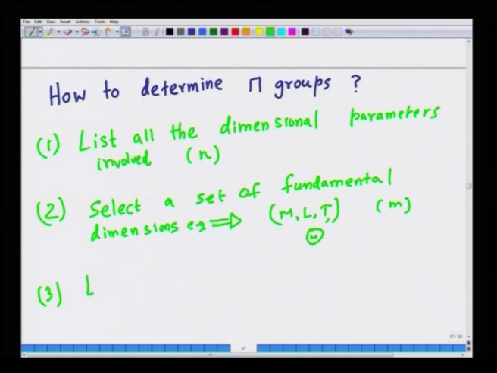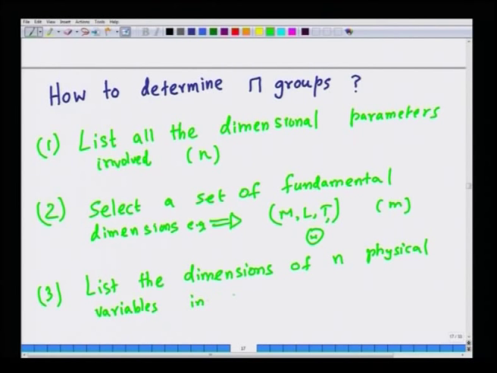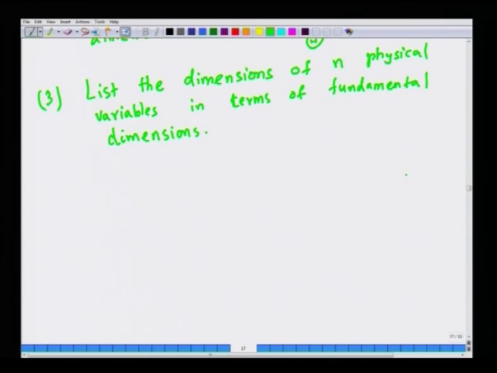Now, the third step is to list the dimensions of the n physical variables in terms of fundamental dimensions. Okay. So, we have to write what is the dimension of, suppose you choose mass, length, and time, we have to first write what is the dimension of force in terms of MLT dimensions and so on.